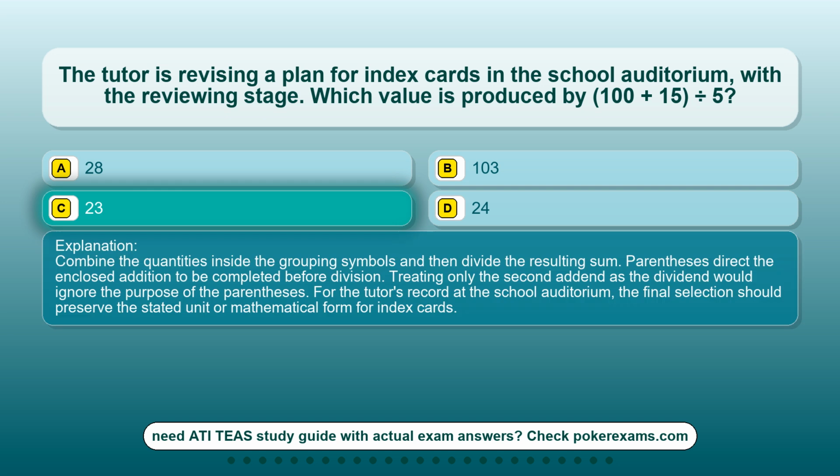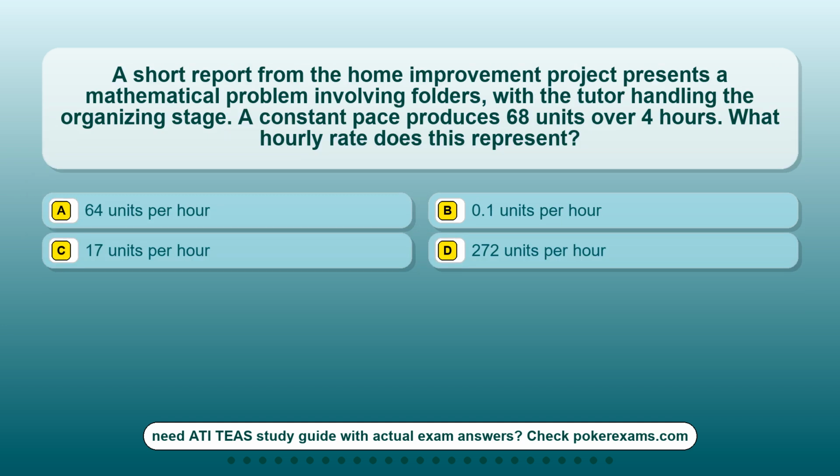Combine the quantities inside the grouping symbols and then divide the resulting sum. Parentheses direct the enclosed addition to be completed before division. Treating only the second addend as the dividend would ignore the purpose of the parentheses. For the tutor's record at the school auditorium, the final selection should preserve the stated unit or mathematical form for index cards. Question 23. A short report from the Home Improvement Project presents a mathematical problem involving folders, with the tutor handling the organizing stage.